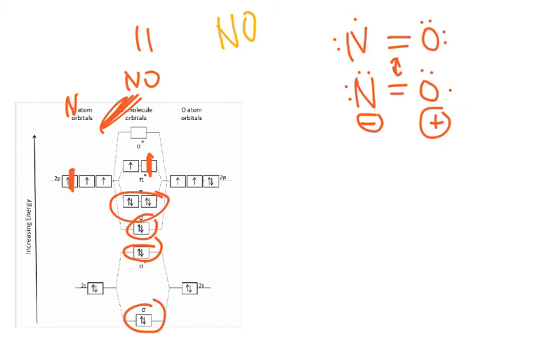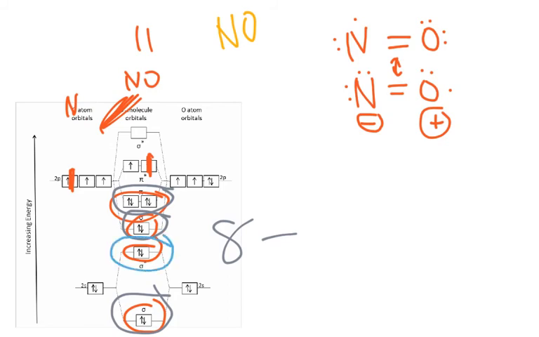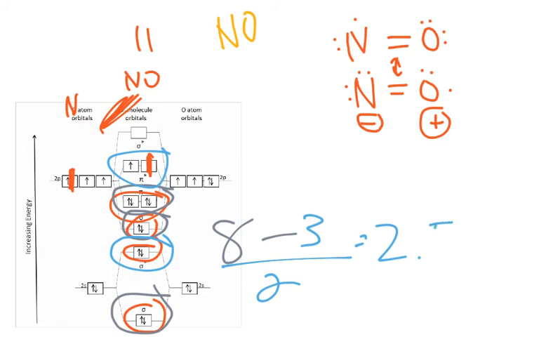So now let's find the bond order for NO. So we are going to have 2, 4, 8, so 8 bonding electrons minus anti-bonding electrons. So the anti-bonding electrons will be 2, 3. 8 minus 3 over 2 is going to be 2.5.